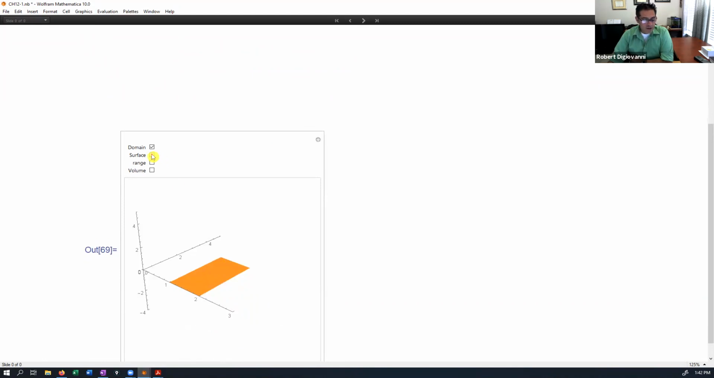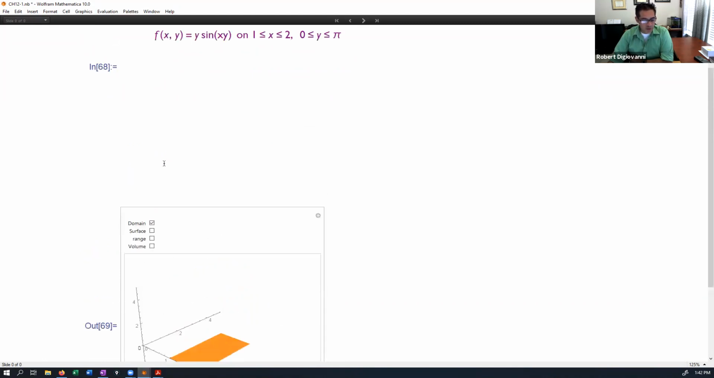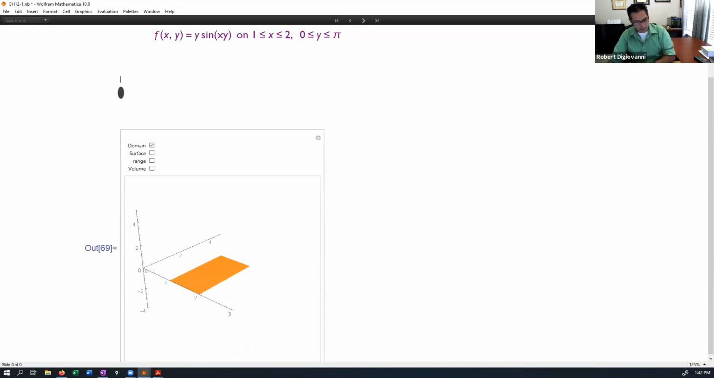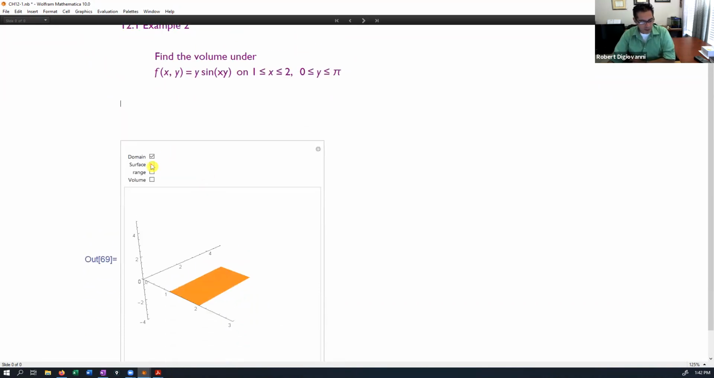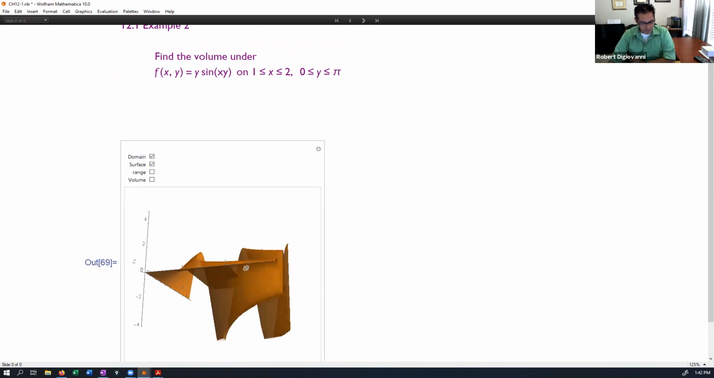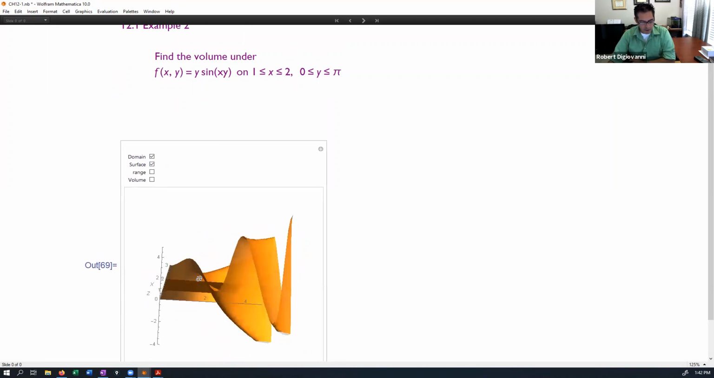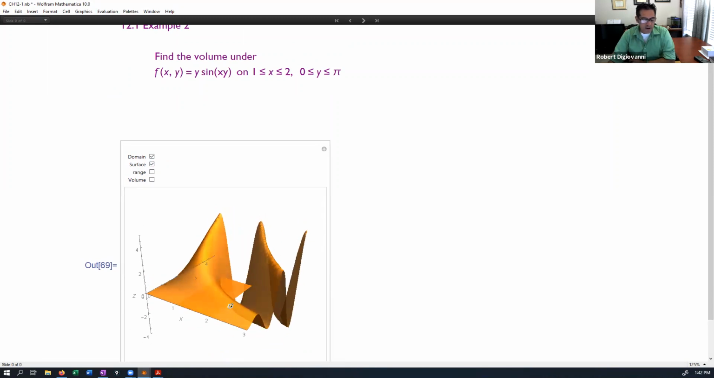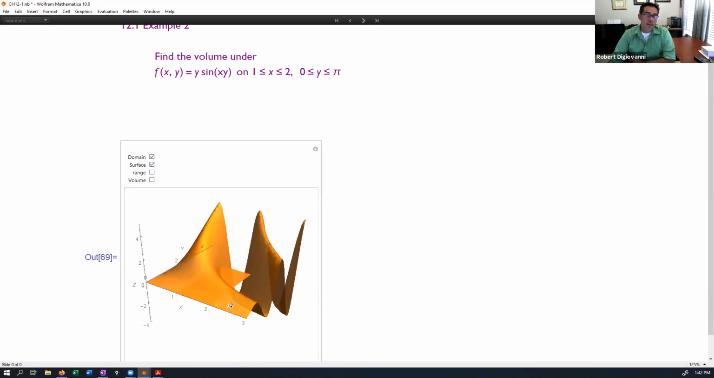Well, here's the surface. You ready to see it? This is the actual function that we were talking about here. Let me graph that for you. There it is. Cool looking surface. And we were trying to find the volume between that surface and the XY plane.